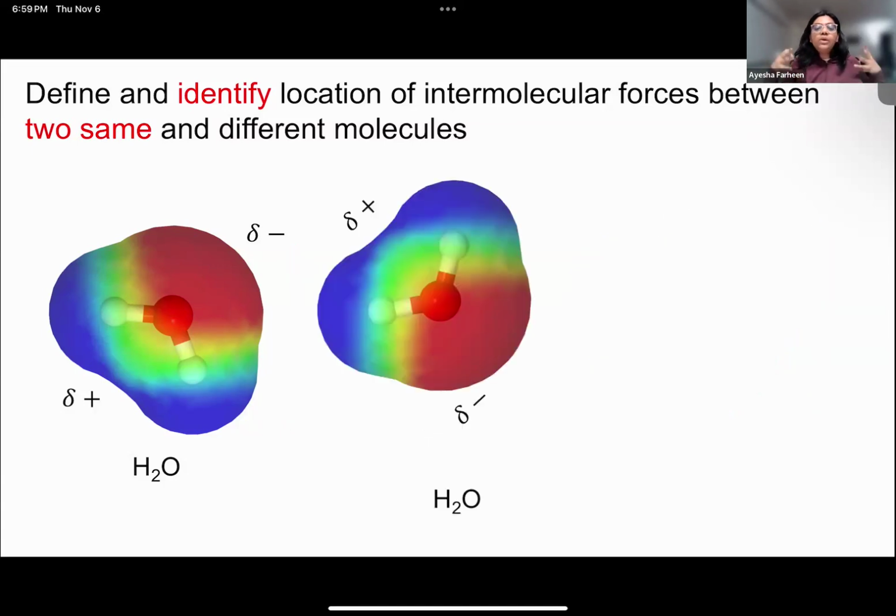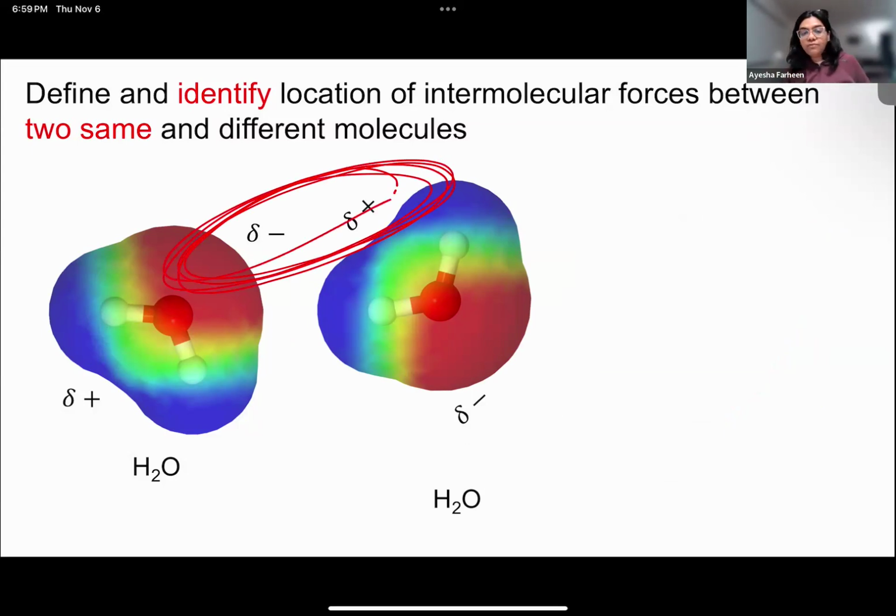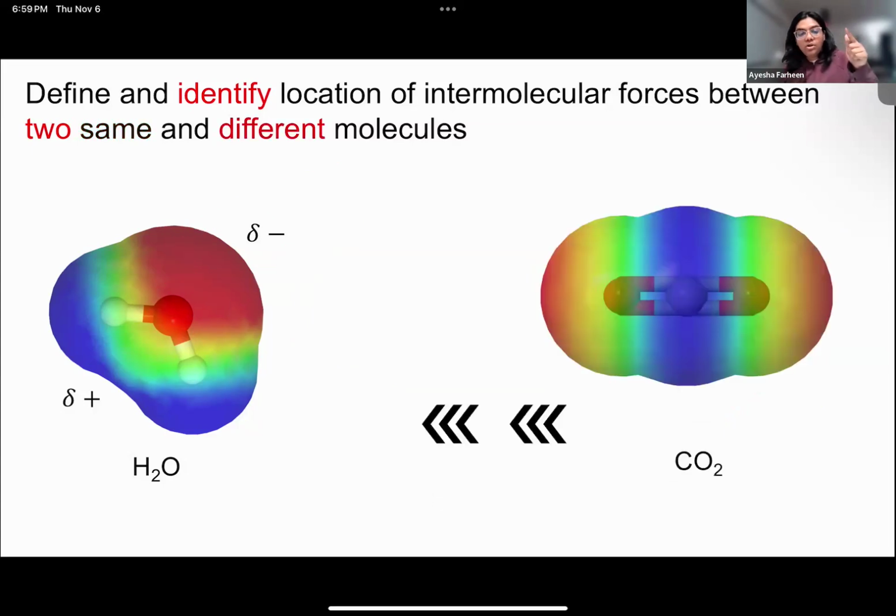Boom. It's going to reorient itself in order to stay attracted to those partial positive, partial negative, et cetera. Okay? Intermolecular forces are between molecules. They will also occur between different molecules.